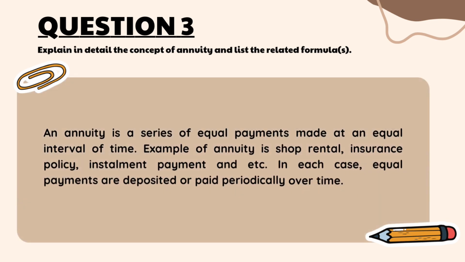Question 3. Explain in detail the concept of annuity and list the related formulas. Let's start with the definition of annuity. An annuity is a series of equal payments made at equal intervals of time. Examples of annuity are shop rental, insurance policy, installment payment, and so on. In each case, equal payments are deposited or paid periodically over time.